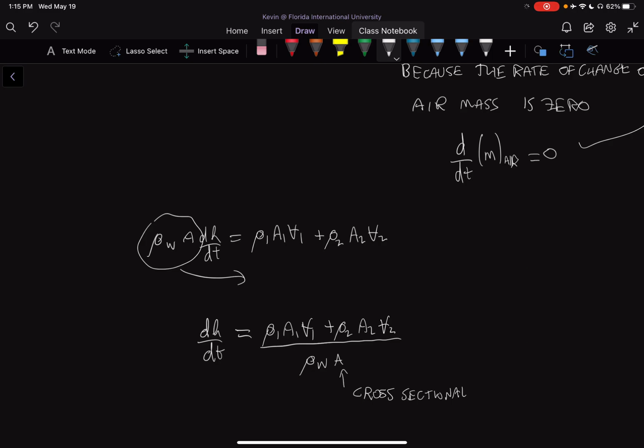Okay, so we can simplify this equation by getting rid of rho water, rho 1, and rho 2. We're not given any specific information on density, but we're just going to assume that all densities are the same for the water. The density at entrance 1 and the density at entrance 2 are just water. So we're adding water to our system, so we can cancel out the density. So we're just saying that rho W is equal to rho 1 is equal to rho 2. That's our simplification here.